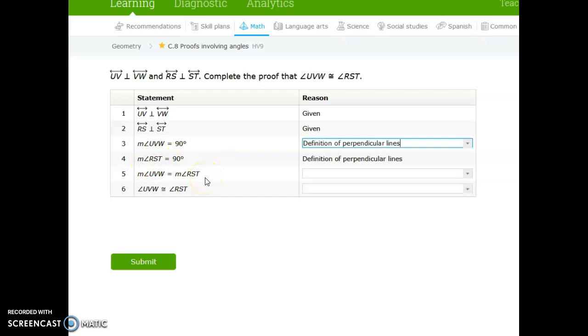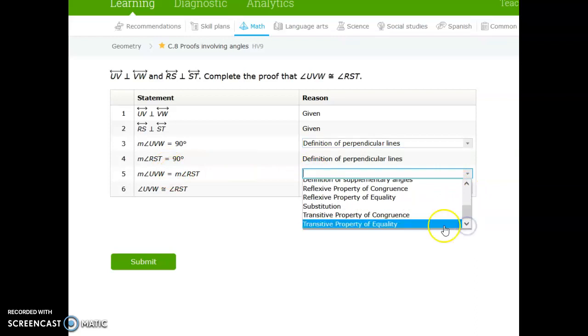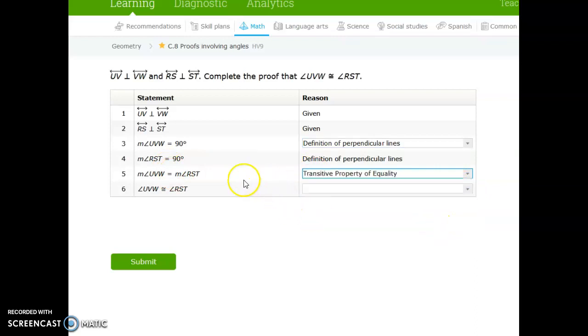And that is going to be the transitive property, okay? Specifically, it's going to be the transitive property of equality because we have equal signs right here. All right, so that's going to be the transitive property of equality. And then the last one says angle UVW is congruent to angle RST.